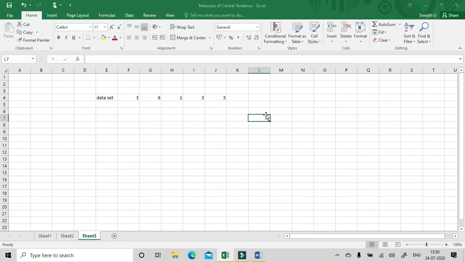Now the measures of central tendency are mean, median and mode, right? So I'll explain what these things are. So mean is nothing but average. We're all familiar with average. Average is the generic term for the word mean, which we use in mathematics, right?